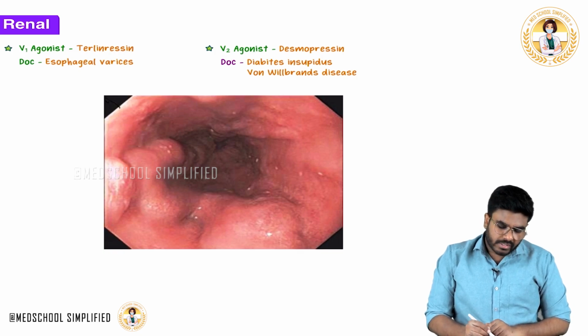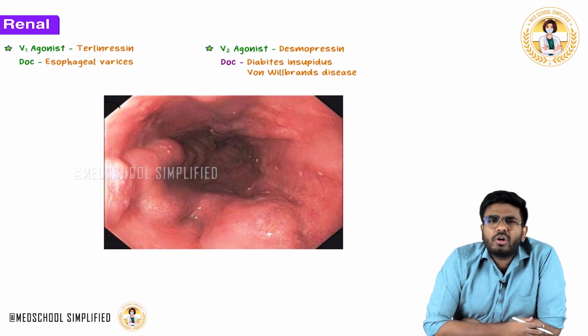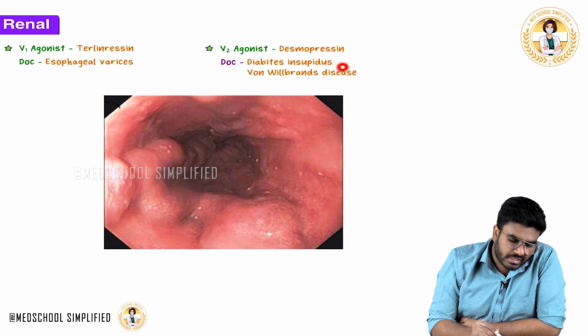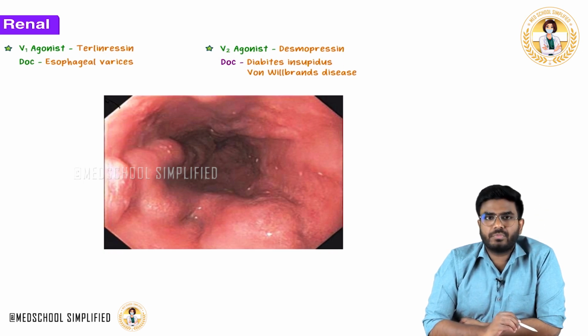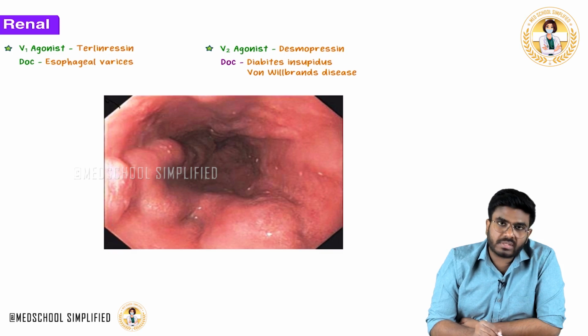Done. Now let's talk about the V2 agonist, stimulation of V2 receptors. When do you want to stimulate the V2 receptors? The V2 receptor stimulation is needed in conditions like diabetes insipidus. Okay, so in diabetes insipidus and von Willebrand's disease, you have to stimulate the V2 receptors. And who can stimulate the V2 receptors? The drug desmopressin. So desmopressin is going to stimulate the V2 receptors.